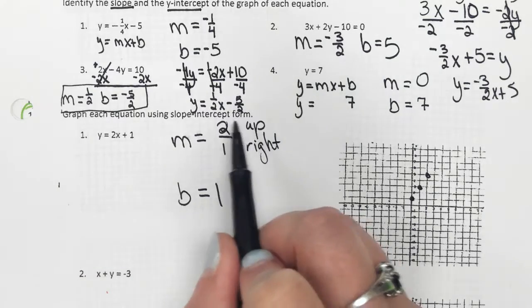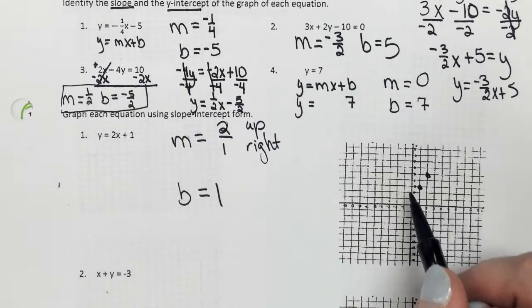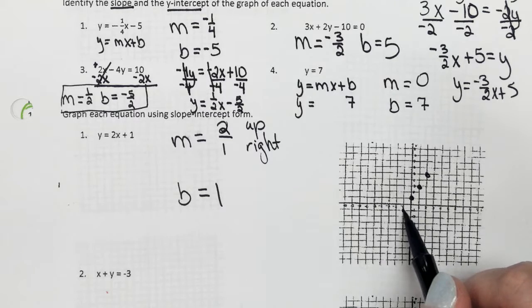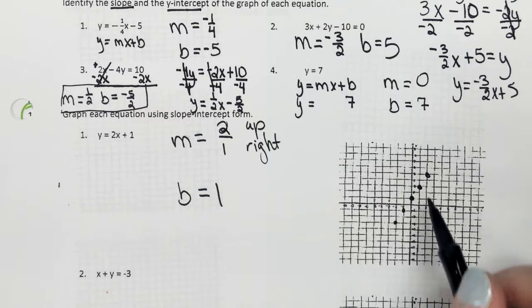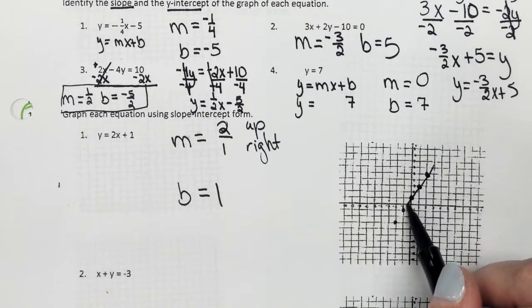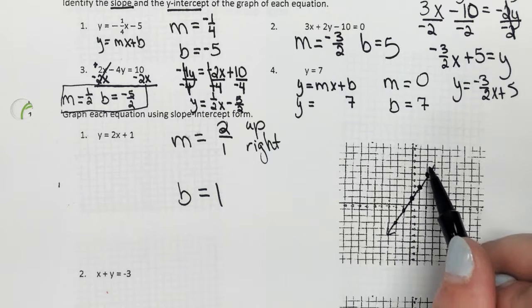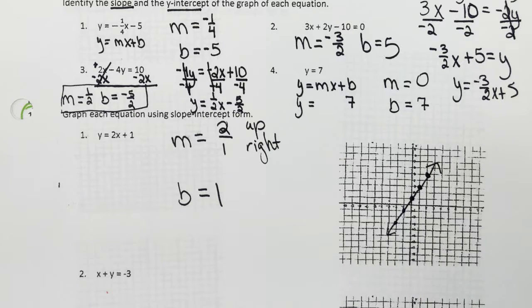All right, what's the opposite of going up 2 and right 1? Down 2 and left 1. There you go. Guys, you've got to know how to do both ways, because you may have a graph that's not big enough to go up 2 anymore. So you may have to go down 2.